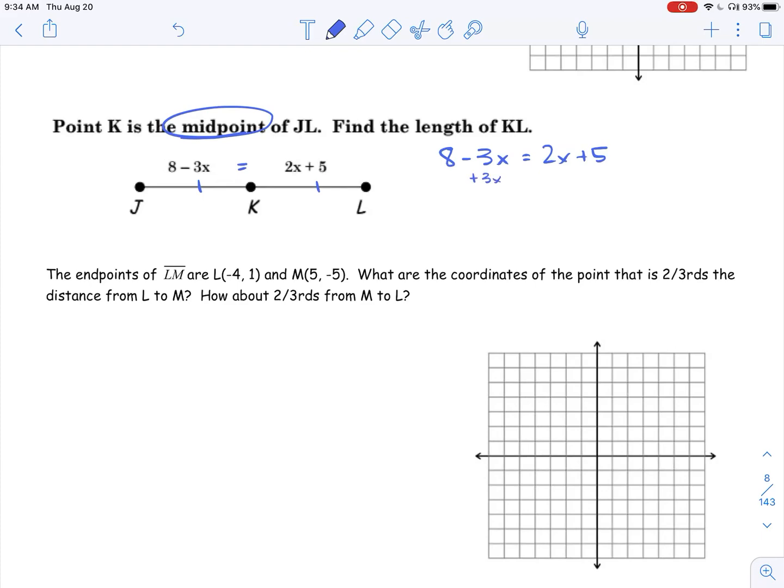So I'm going to add 3x to both sides. So I have 8 is equal to 5x plus 5. And if I subtract the 5, I end up with 3 is equal to 5x, and divide by 5. So x is equal to 3/5. And then to solve for that, we would just plug it back in and add them together.